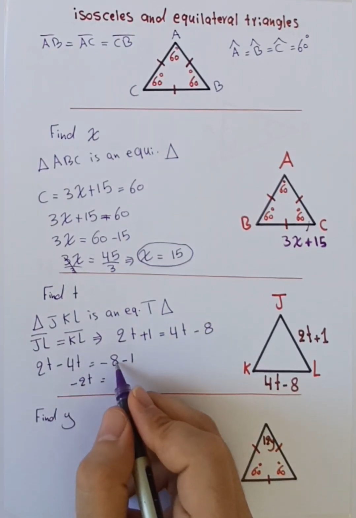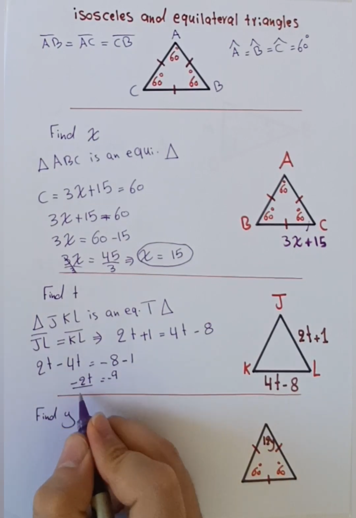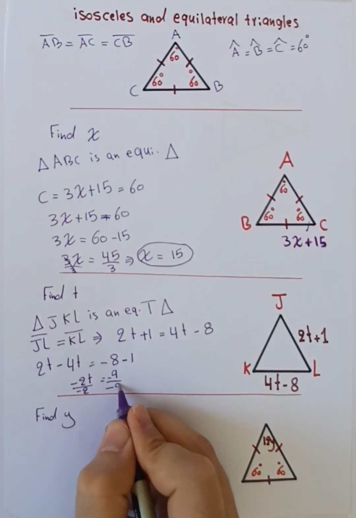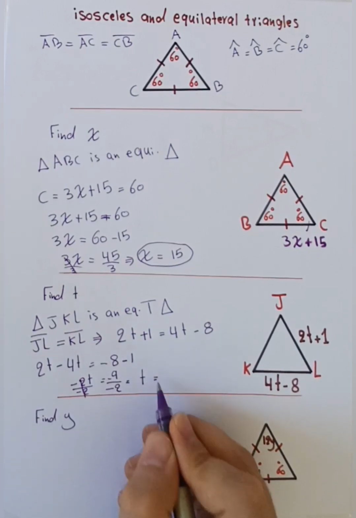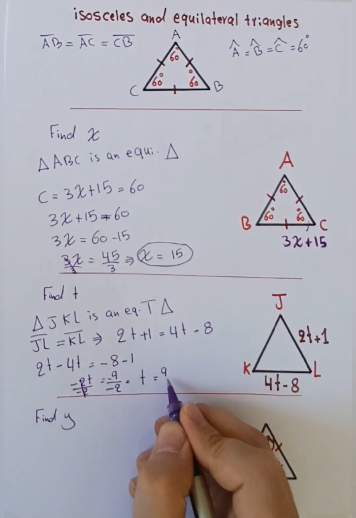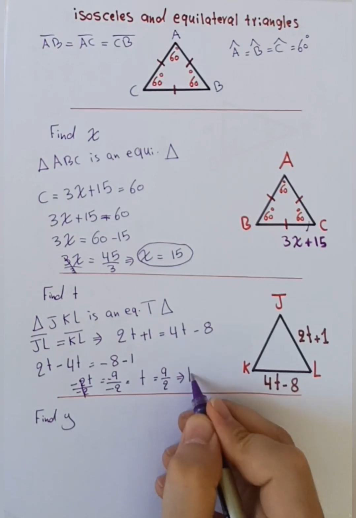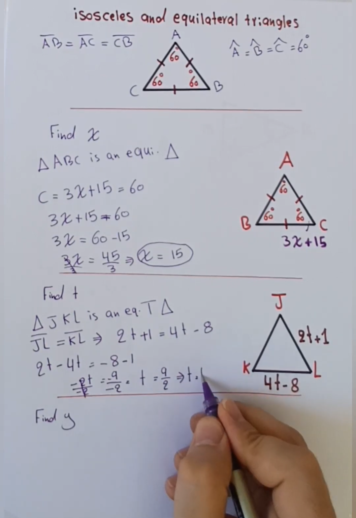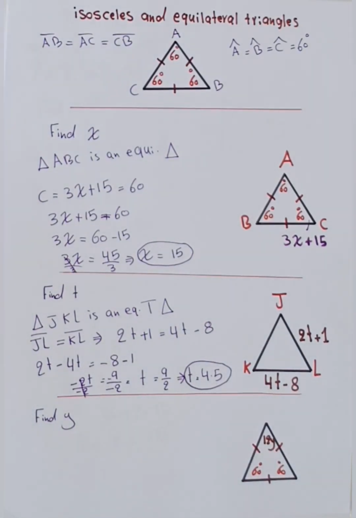Minus times minus is plus. 8 plus 1 equal to 9, or negative 9. And then we have to divide both sides by negative 2. So the value for t equal to 9 out of 2. And 9 out of 2 equal to 4.5. The value for t is 4.5.